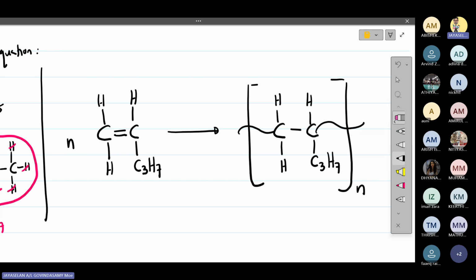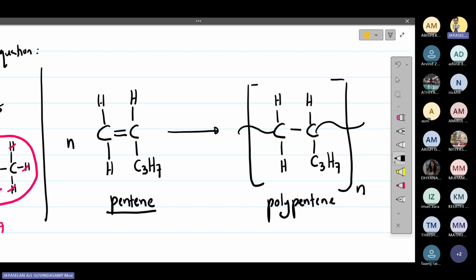Okay, any questions so far? No. So this is called addition polymerization. This compound is called pentene. This is called polypentene. Okay, any question? Okay. You will relearn these things in chapter 4 later.